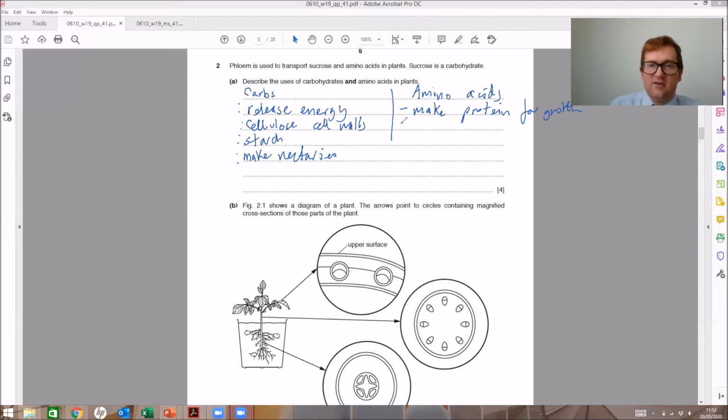You could also use proteins. Think of proteins in the organism. In plants and most living things, enzymes are made of proteins, so to make enzymes. You could also look at making hormones such as auxin, e.g. auxin, that is also a protein. Now, if you wrote 2 of those and 2 of these, you would get your maximum 4 marks here. So remember, both carbohydrates and amino acids are needed for full marks.